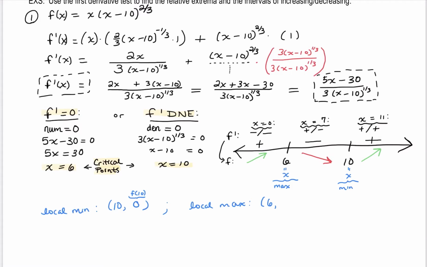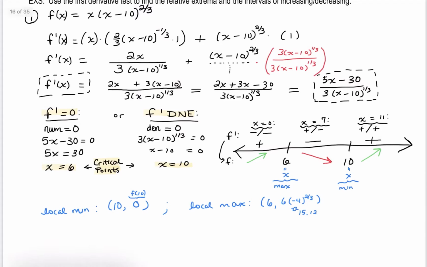And then subbing that back into the original function, that one doesn't come out quite as nice. We could go to our calculator, but we're going to have 6 times 6 minus 10, which would be -4. So it's going to be this -4 to the 2/3 power. Doesn't come out super nice. Let me just go to my calculator here. Okay, it looks like it comes out to be approximately 15.12. So if you were prompted to go to a decimal, 15.12 approximately. But that's our local max.